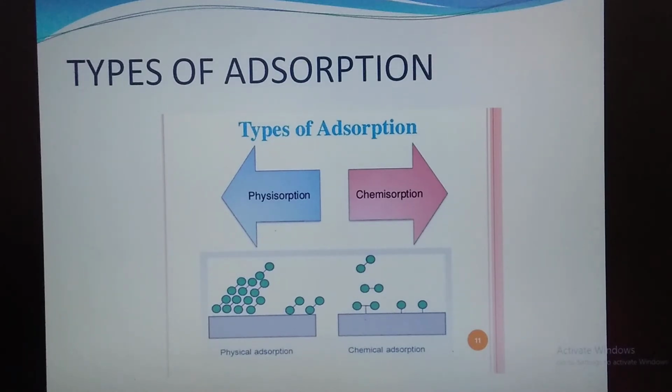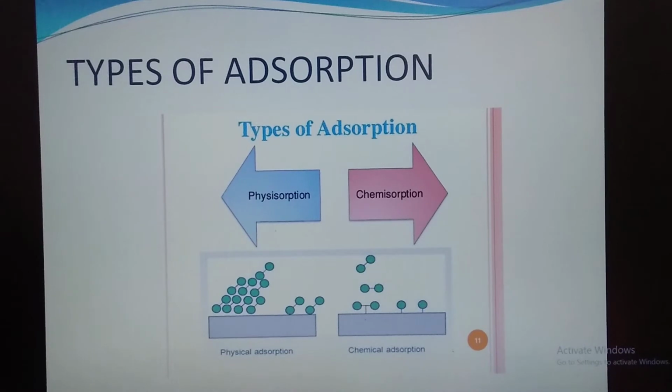Chemical adsorption means the same thing, with only one difference. Chemical adsorption is the one in which the adsorbed molecules are held on the surface of the adsorbent by chemical bonding. In physical adsorption, they are held by weak van der Waals forces of attraction. In chemical adsorption, they are held together by a chemical bond, covalent bond or ionic bond. An example for that is adsorption of H2 on Ni.